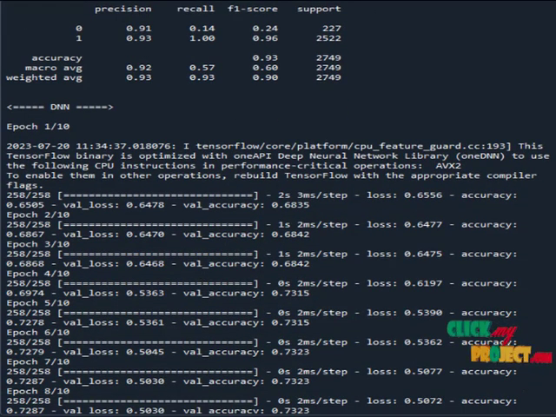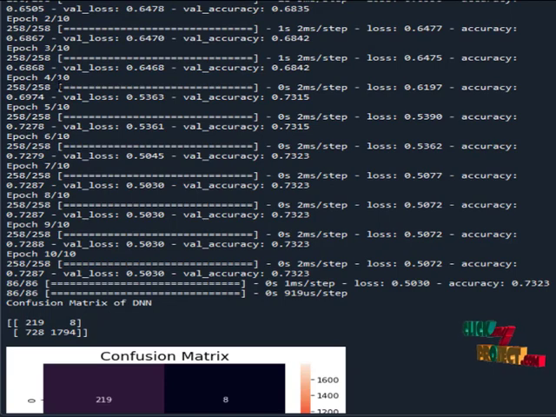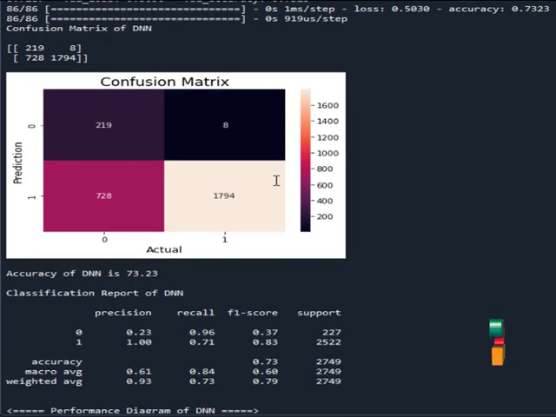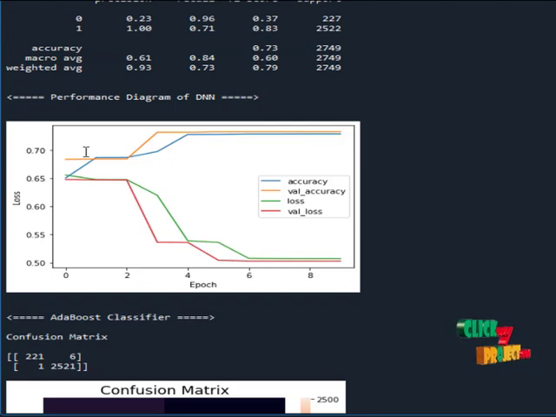And then the DNN algorithm, which is a deep neural network algorithm. It also contains a number of hidden layers between the input and output. Here we are iterating over our data set 10 times. And then here also we are going to check the algorithm performance by seeing the confusion matrix result, classification result and our algorithm accuracy. The DNN algorithm gives 73.23 accuracy, and this is the graph for validation accuracy and original accuracy.